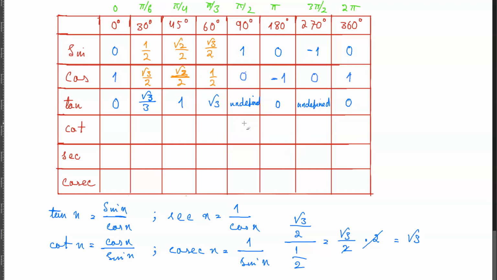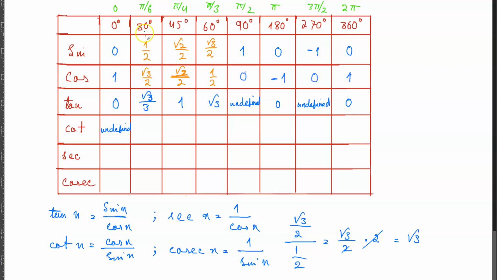And the next thing that we can calculate is the cot trigonometric function for all of these angles. So cot is the same thing as cos divided by sine, which means that you have to take the value of cos and divide it by sine. So 1 divided by 0 is undefined, which means that the cot of 0 degrees is undefined.